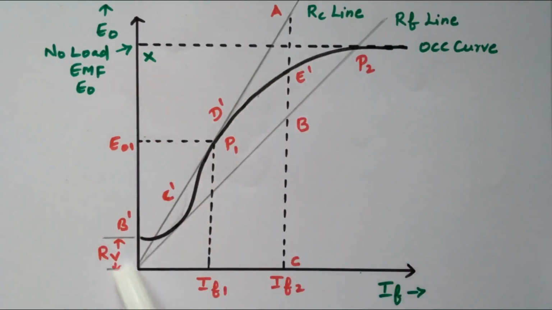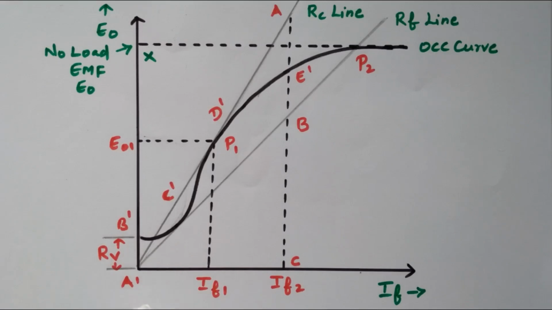See this, even when the field current is 0, some value of no load EMF is available, called the residual voltage. That is called residual magnetism. Due to residual magnetism, even though the field current is 0 at this point, we have some amount of no load EMF.